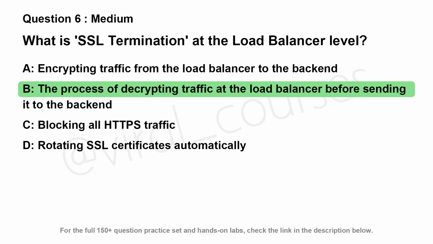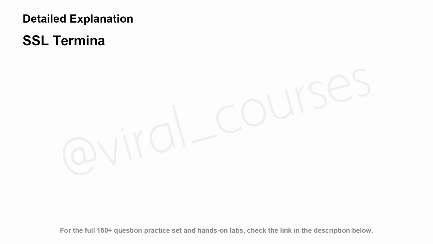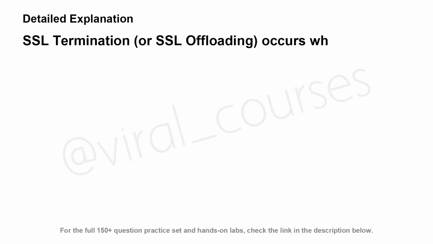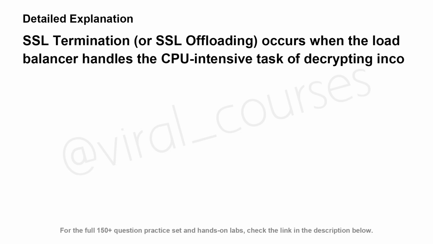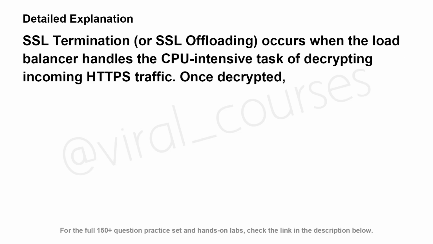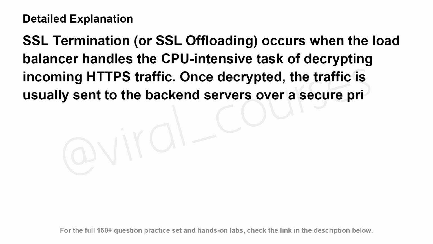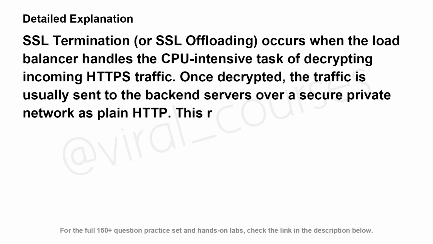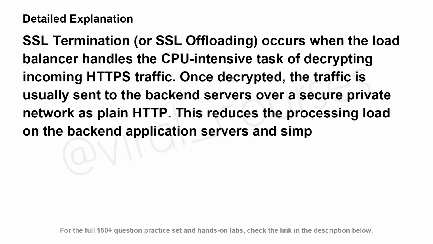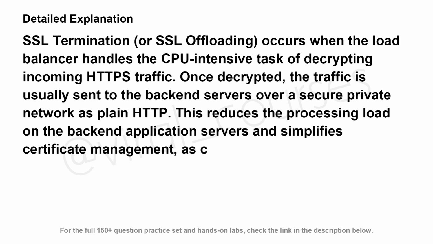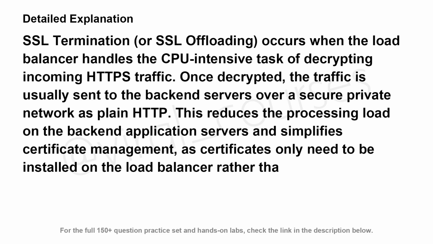The correct answer is B. SSL termination, or SSL offloading, occurs when the load balancer handles the CPU-intensive task of decrypting incoming HTTPS traffic. Once decrypted, the traffic is usually sent to the backend servers over a secure private network as plain HTTP. This reduces the processing load on the backend application servers and simplifies certificate management, as certificates only need to be installed on the load balancer rather than every individual server.